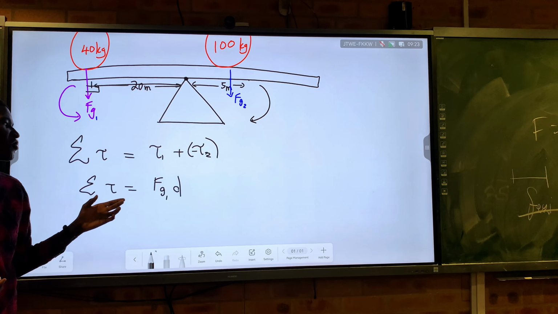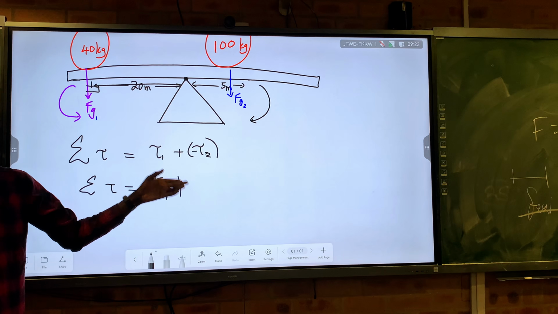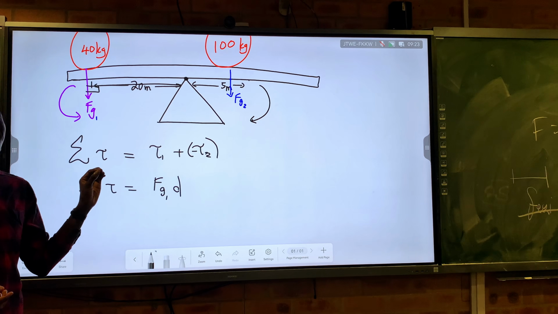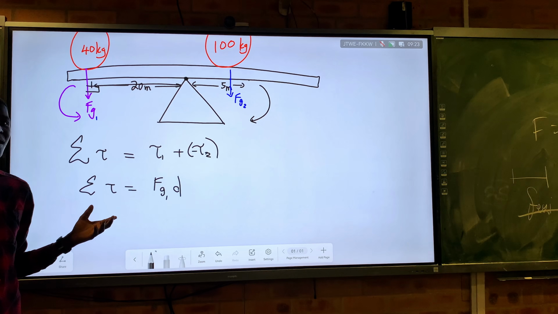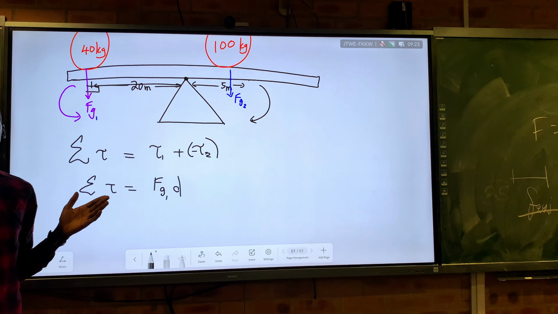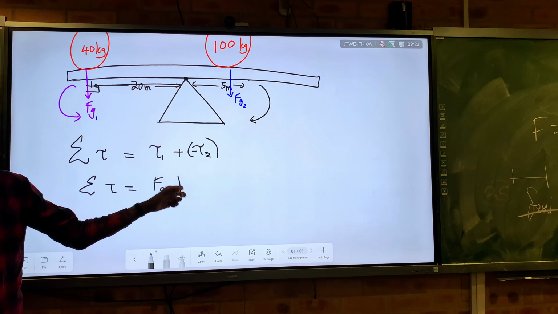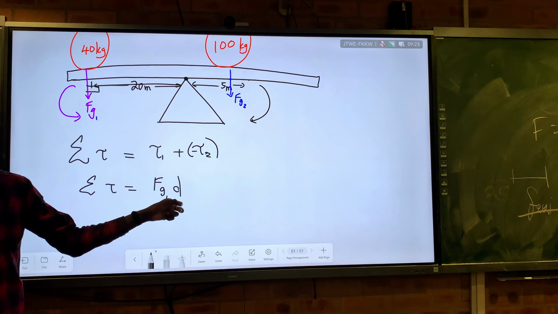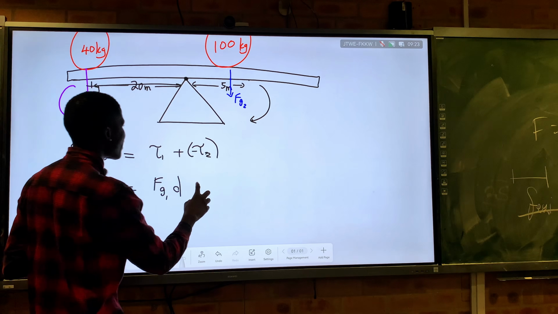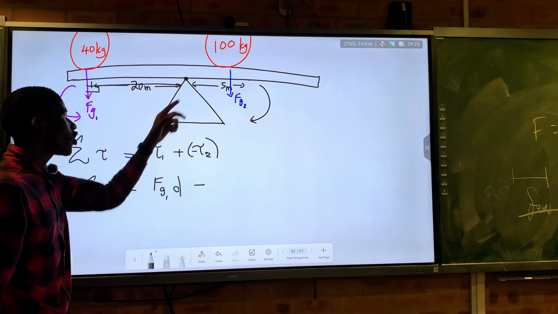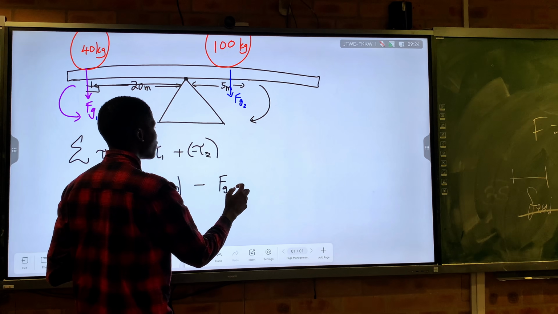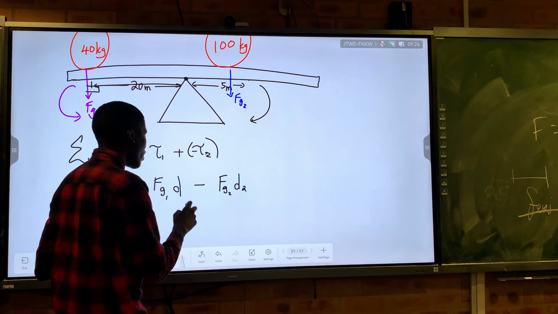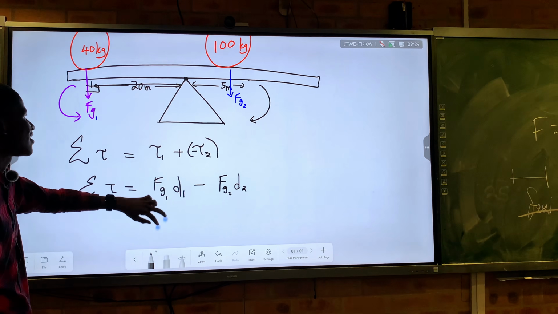So there is no need for you to say FG1 D sine theta, because you already know that theta there is 90 degrees. And if theta is 90 degrees, sine theta is just 1. So it means this is just force times distance. And then this is going to be minus torque 2, it is still the same case. It's going to be force of gravity 2 times distance 2. So I'm going to say this is distance 1, this is distance 2.